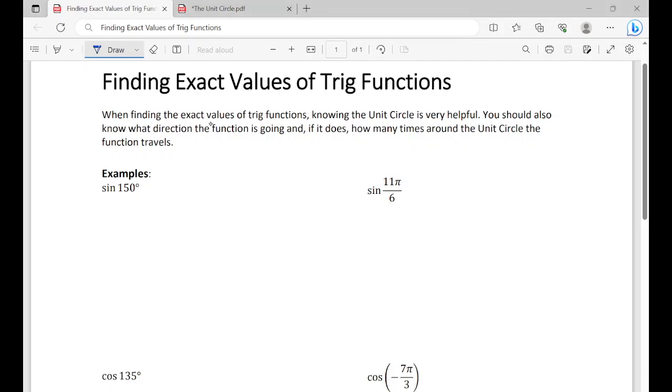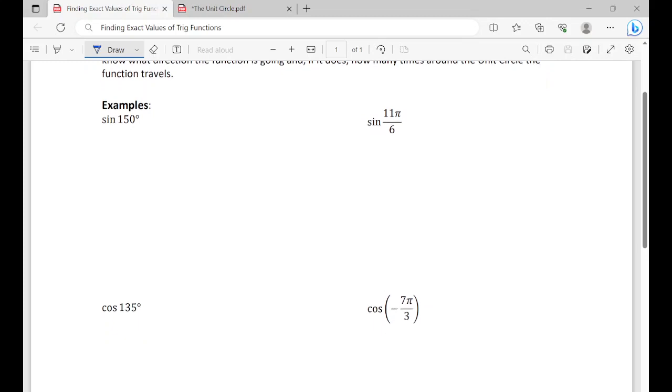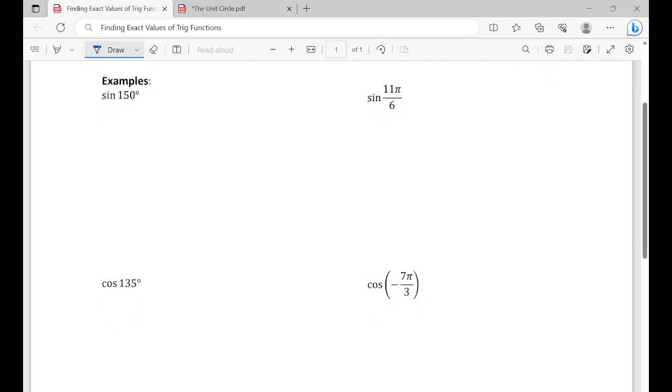When finding the exact values of trig functions, knowing the unit circle is very helpful. You should also know what direction the function is going and, if it does, how many times around the unit circle the function travels. So let's find some exact values for these examples.